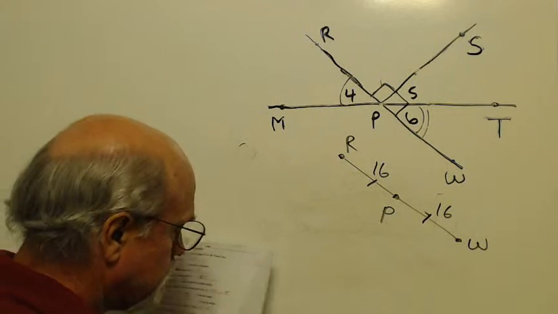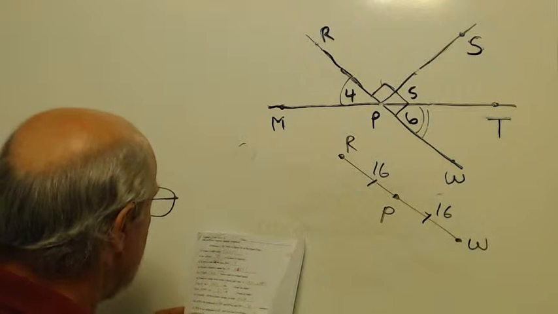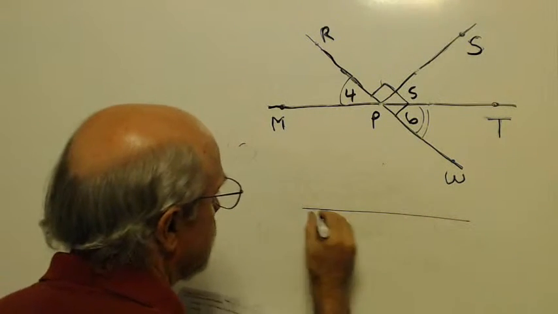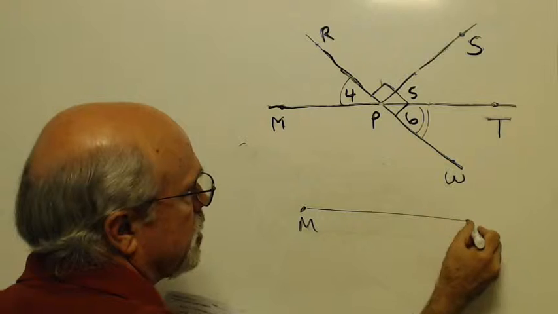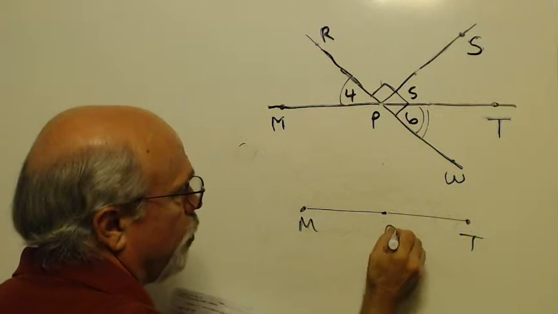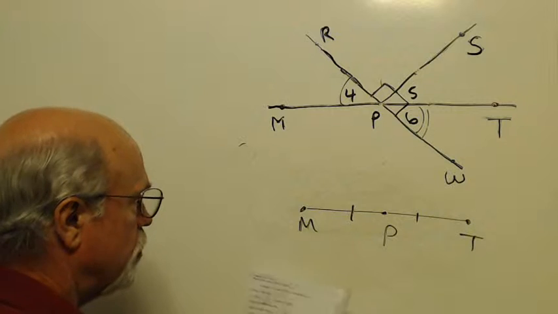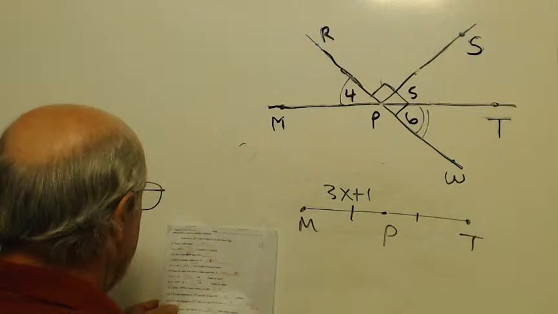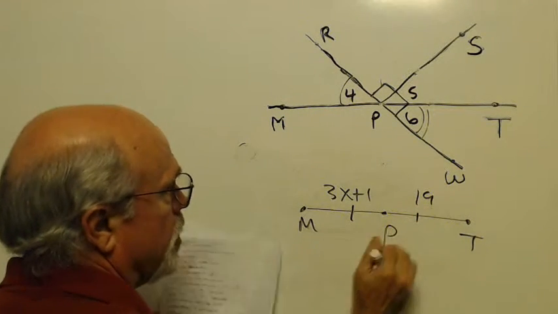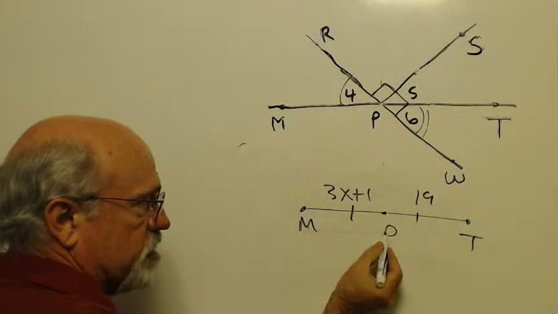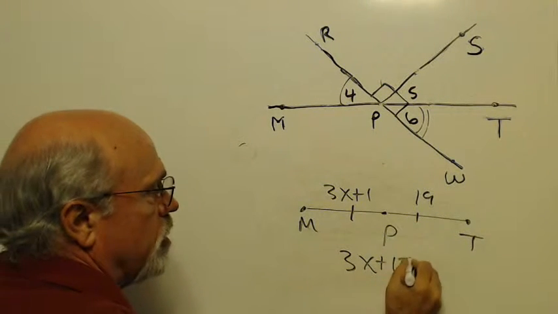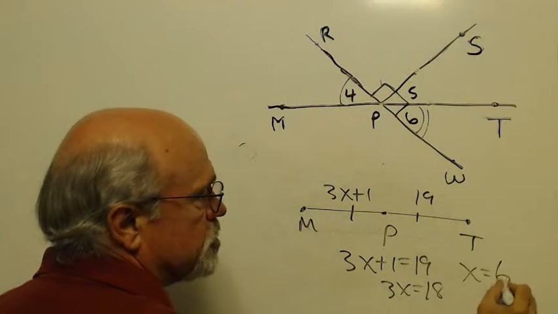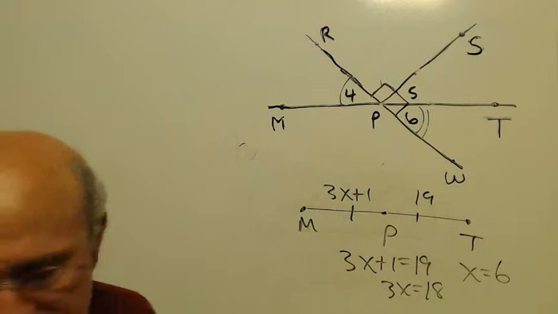Number 11. This time, we have that P is the midpoint of MT. So this time we're dealing with MT. There's M, there's T, and they're giving that P is the midpoint, which again means those parts are equal. So you're given that MP is 3x plus 1, and that PT is 19. Well, again, those two parts have to be equal because P is the midpoint. So 3x plus 1 equals 19. That's 3x equals 18. And we'll be getting x equals 6 for our answer.